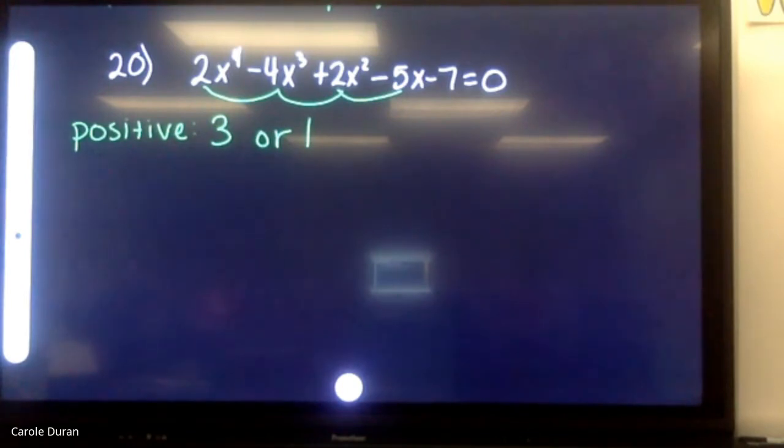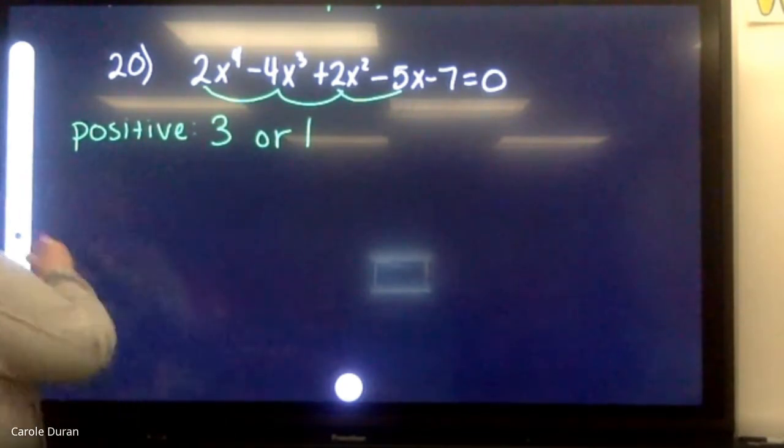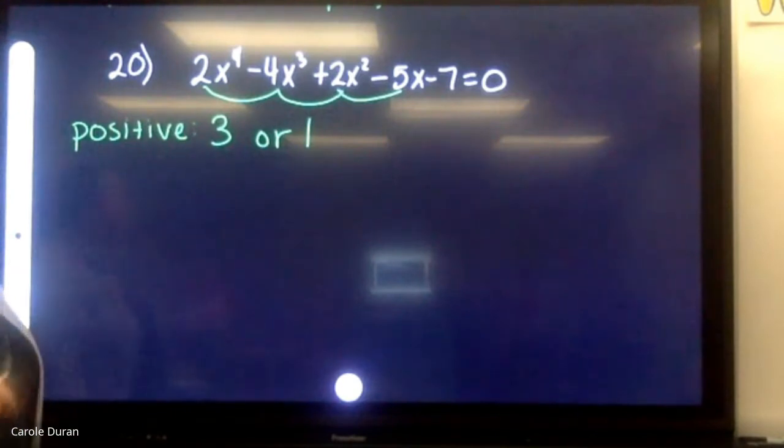So now I do my negative roots. To do this, I need to plug in negative x. What is my little shortcut rule that tells me which terms change and which ones don't? If the exponent is odd, the term changes sign. If the exponent is even, the term stays the same. Boys, did you hear that? If the exponent is odd, the term changes sign. If the exponent is even, the term stays the same.